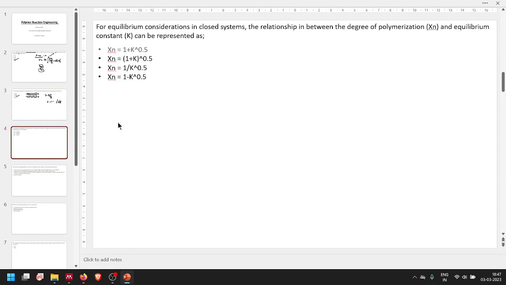Moving on to the next question, we have equilibrium considerations in closed systems. The relationship between the degree of polymerization Xn and equilibrium constant K can be expressed as. So the equilibrium constant determines the degree of polymerization very crucially. If the equilibrium state is reached in a reaction, the reaction would not proceed either further or backwards, as the polymerization process itself halts at that position.